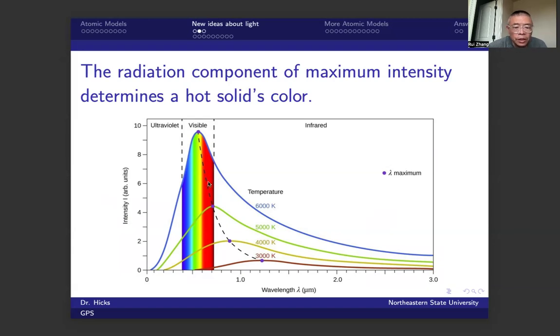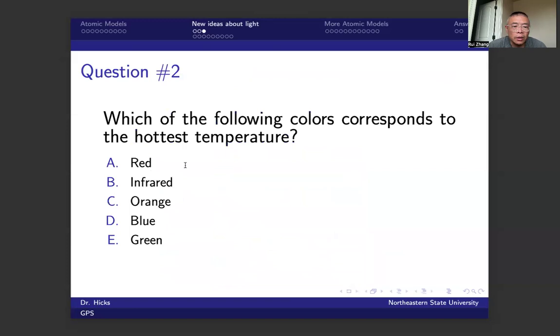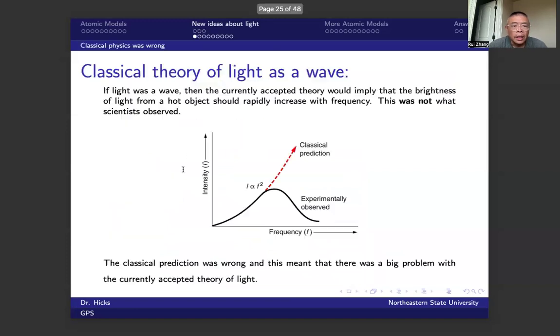That means if you see the red color in the radiation, the temperature is relatively low. The higher temperature you get, the smaller wavelengths you'll see from this radiation. This all looks nice from the classical theory of light, but it turns out that it's not completely correct. So we would expect that the frequency goes like this. This is the frequency and this is the intensity.